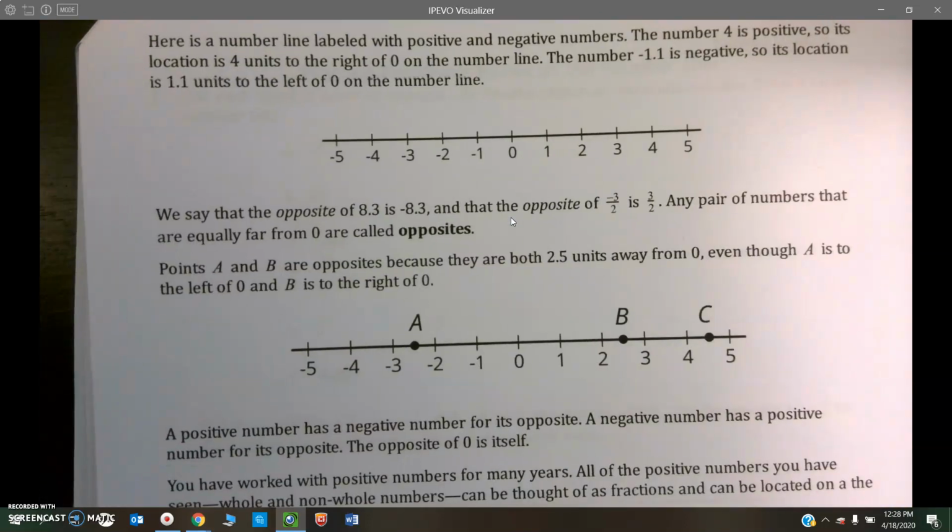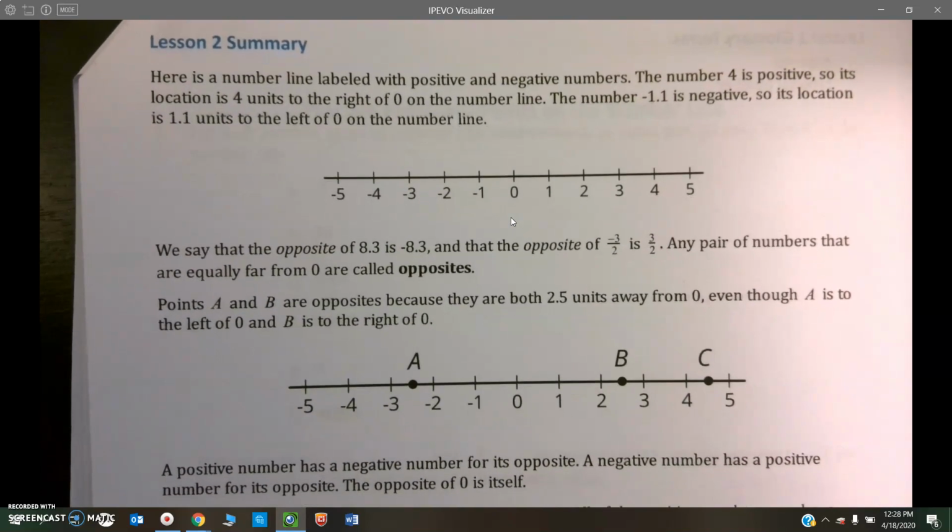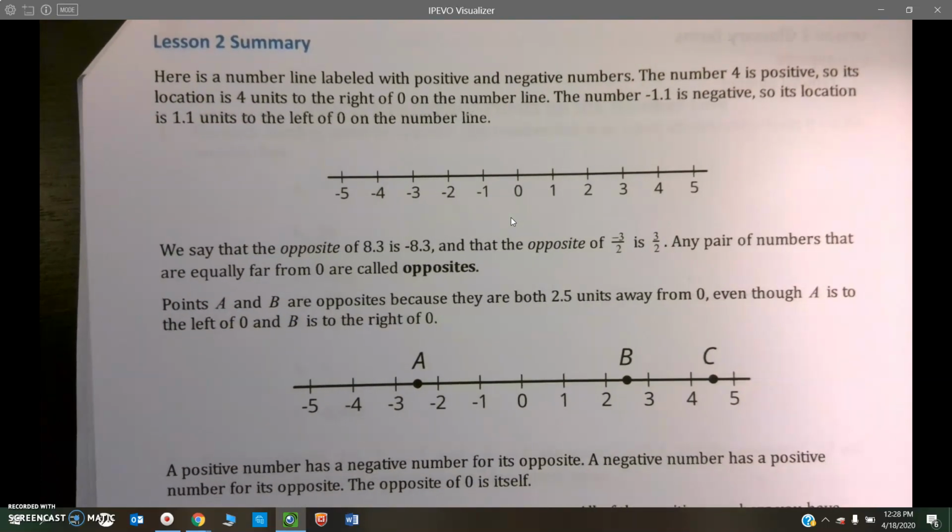Alright, so now we're at our lesson summary. So once again, this is an important thing to just read over yourself. So just kind of restating the main ideas from the lesson.